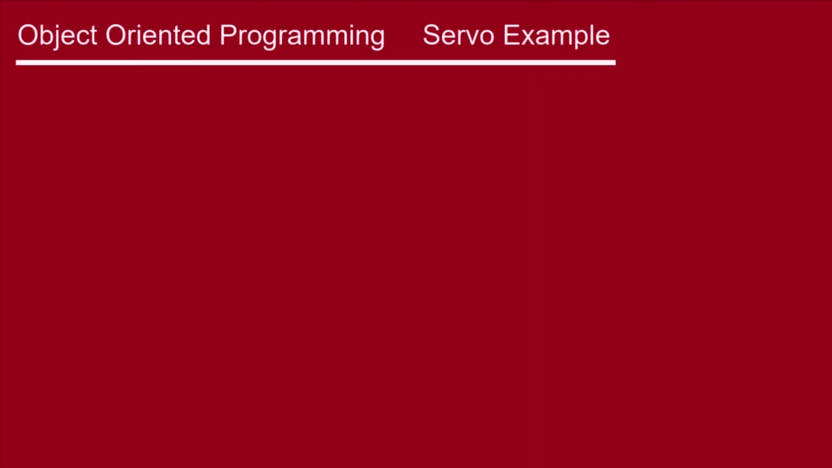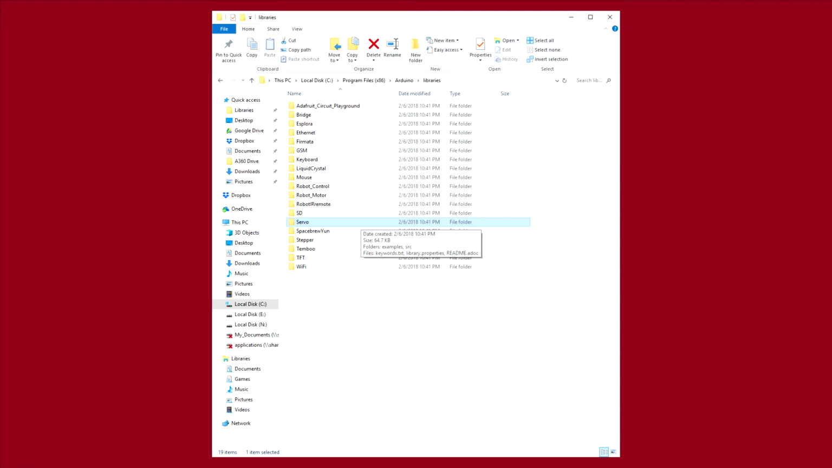Now we will look at an example of programming under the object-oriented paradigm by looking at a class you may be familiar with, the default servo library. Although you may not have realized it, every time you use an Arduino library, you are taking advantage of object-oriented programming. Here, in the Arduino library folder, we can look at the servo library.